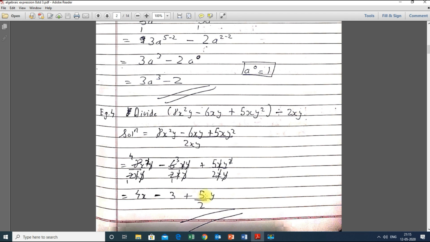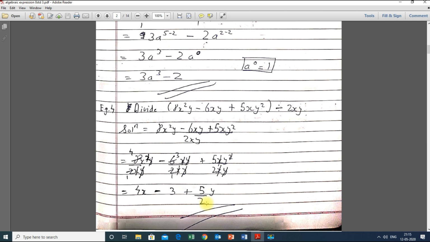Now, what will happen? x and x will get cancelled. And here 2y, because y square means what? y into y. So if I write y into y over here, then from that 2y, I can cancel 1y from numerator and 1y from denominator. Then 1y is still left. Therefore, 5 upon 2y. The final answer is 4x minus 3 plus 5 upon 2y. Hope you understood this particular part.